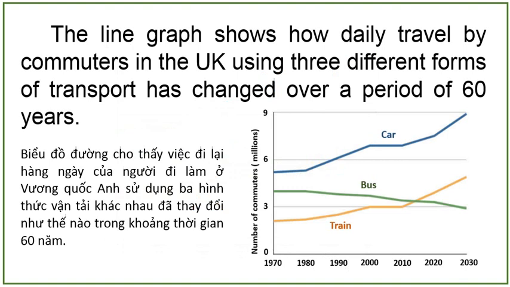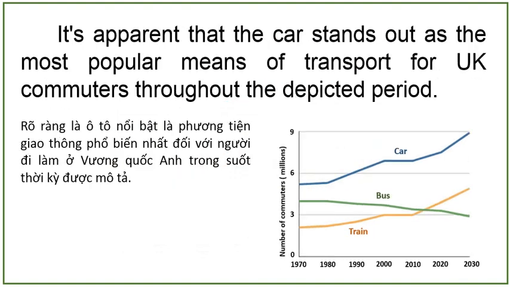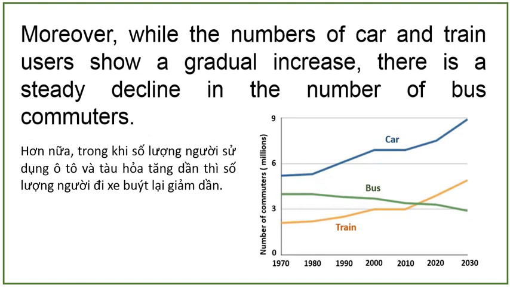The line graph shows how daily travel by commuters in the UK using 3 different forms of transport has changed over a period of 60 years. It's apparent that the car stands out as the most popular means of transport for UK commuters throughout the depicted period. Moreover, while the number of cars and train users show a gradual increase, there is a steady decline in the number of bus commuters.